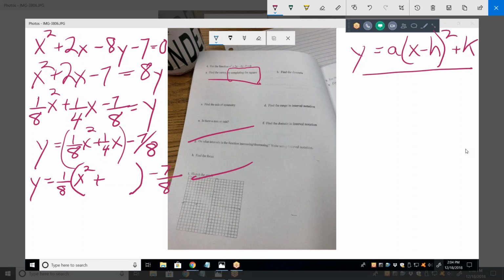The x squared plus. What you're doing when you factor out a 1/8 is you're dividing every term by 1/8. So what do you get when you divide 1/4 by 1/8? One over 32. Nope. How do you divide by a fraction?